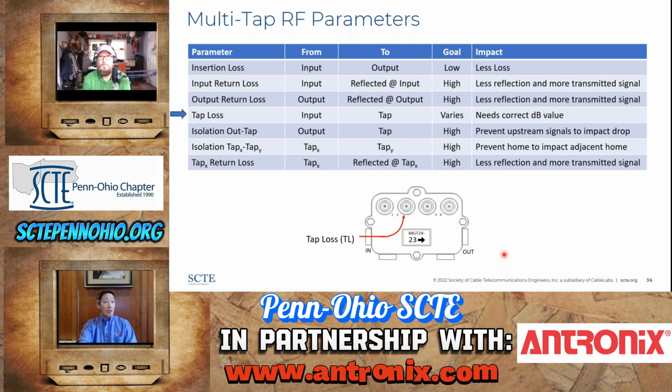Then there's the tap loss. That's the loss going from the input to the tap port, and it is a dB value. As mentioned in the previous slide, it's the accumulation, the addition of the directional coupler coupled value and all the splitter losses that determines the tap loss. So if it's a 23 dB tap, the total loss between the input and each of the tap ports is 23 dB. And this needs to be correct.